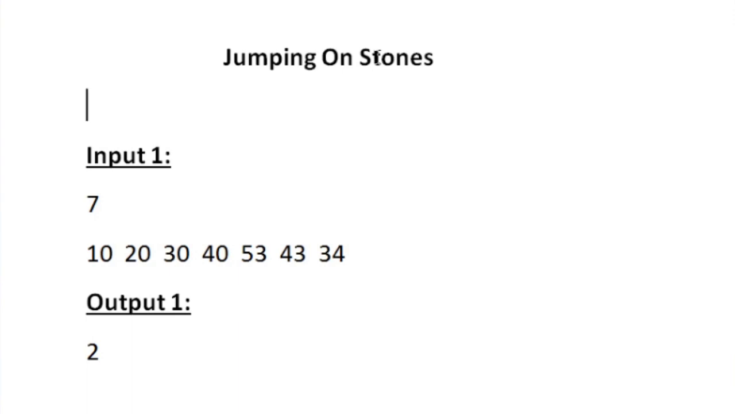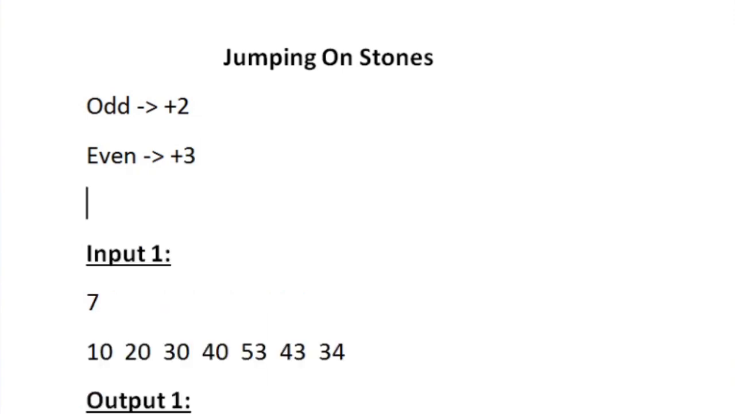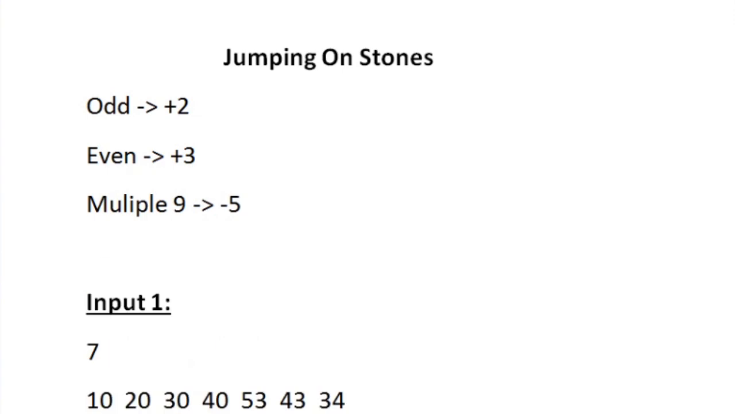if he lands on a stone with an odd integer, then his jumping capacity increases by 2, and if he lands on a stone with an even integer, then his jumping capacity increases by 3, and if he lands on a stone which is a multiple of 9, then his jumping capacity decreases by 5, so minus 5. And the last condition is that his jumping capacity never goes below 1, so the minimum jumping capacity of the boy is always 1. So these are the conditions given in the question.